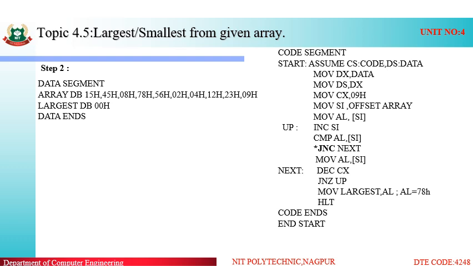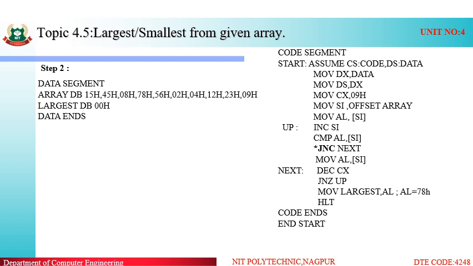Next we will initialize the pointer. So initialize the pointer with the help of SI register. So move SI comma offset of array. Offset of array means the current index of the array. So current index of the array will always start with 0th index. So the current index of the array will be moved inside the SI register.